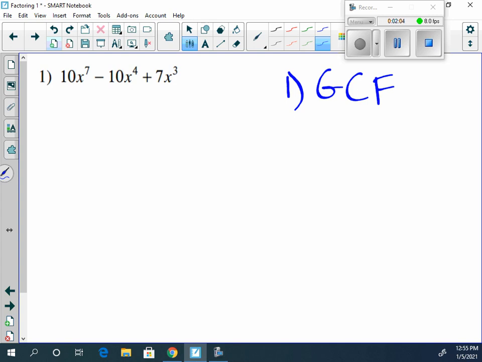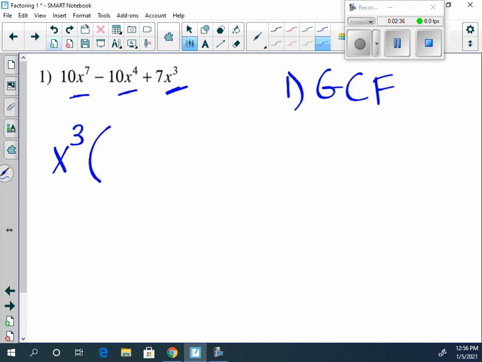Now we look at this here, 10x to the 7th minus 10x to the 4th plus 7x cubed. We want to see, is there a greatest common factor? Is there something in common in all three terms here? Well, we have 10, 10, and 7. Well, there's not a number in common, but there is something in common with all three. We have x to the 7th, x to the 4th, and x cubed. They all have a factor of x. And more specifically, they all have x to the 3rd in common in all three terms.